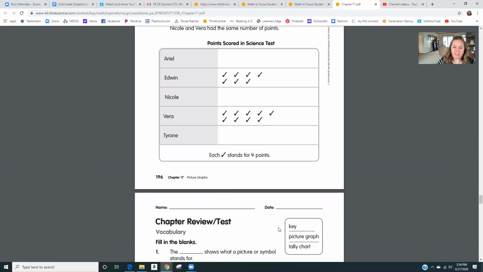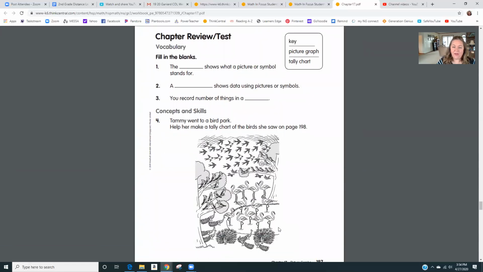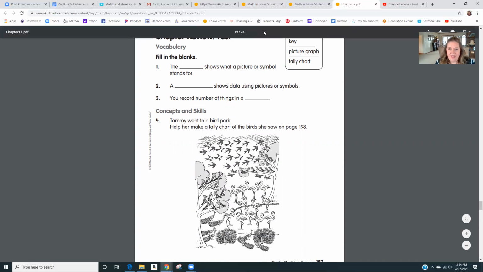And then finally, you have your chapter review and test. This will help you to have a little bit additional practice, and it'll be a recall, testing what you have learned from this past chapter. All right, if you have any questions, please contact your teacher or myself. Thank you.